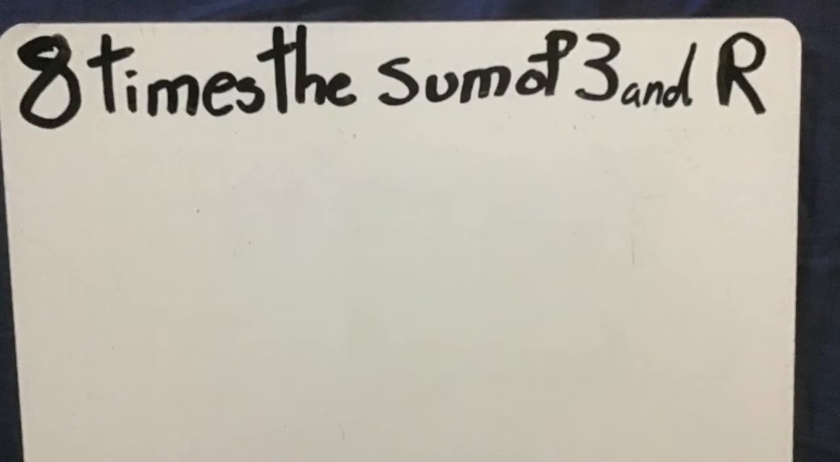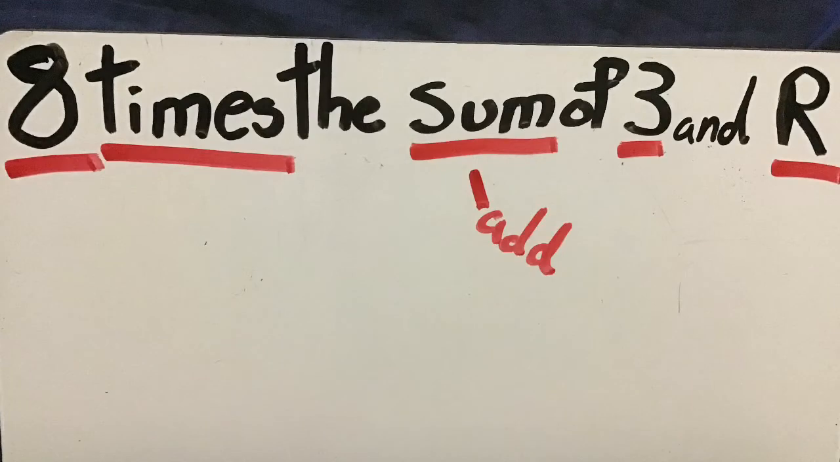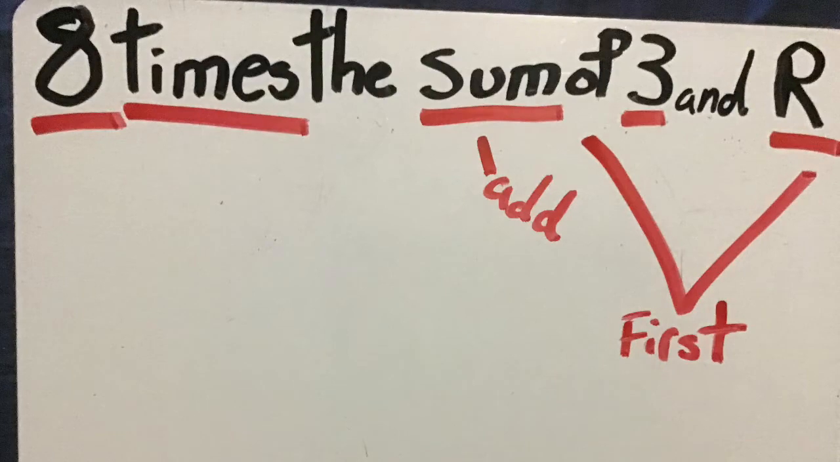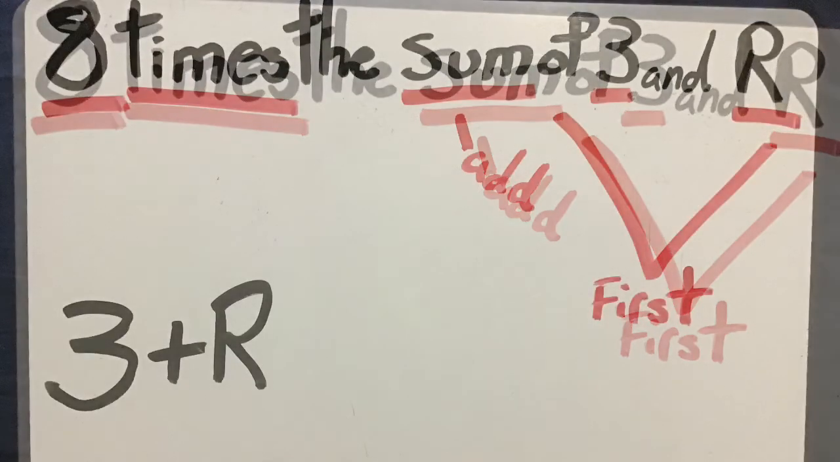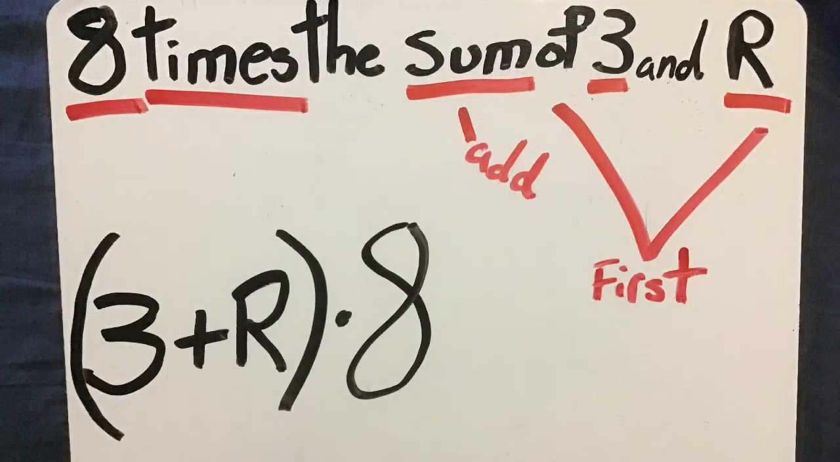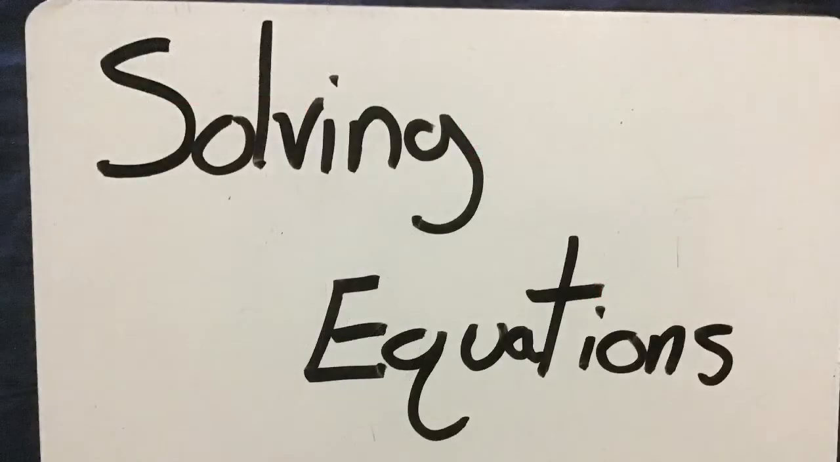Let's try a harder one. This one has 2 steps in it. We're going to figure out what 8 times the sum of 3 and r is. So I rewrote it out, and I can see that 8 times means I'm multiplying, and I see sum, which means I need to add. The first thing I'm going to do is that adding, because that's what I'm going to be multiplying. So I have 3 plus r, and to signify it goes first, I put parentheses around it, and then I multiply the 8.